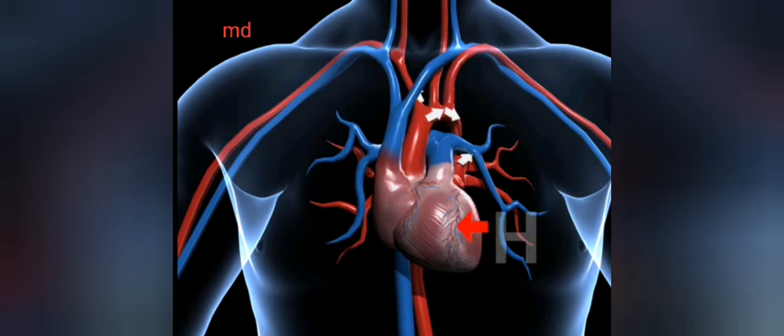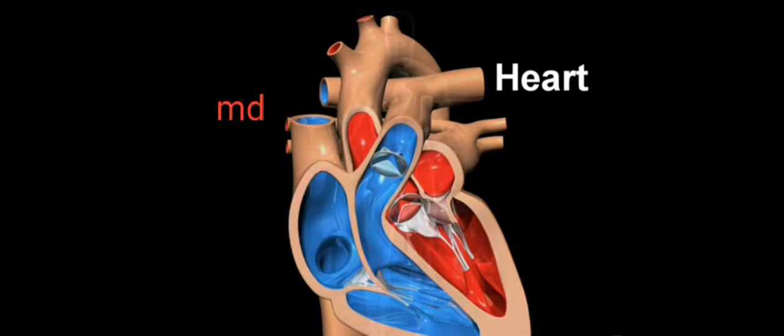The left side of the heart is completely separated from the right side by a partition called the septum that prevents the mixing of oxygenated blood with the deoxygenated blood. This is the heart.